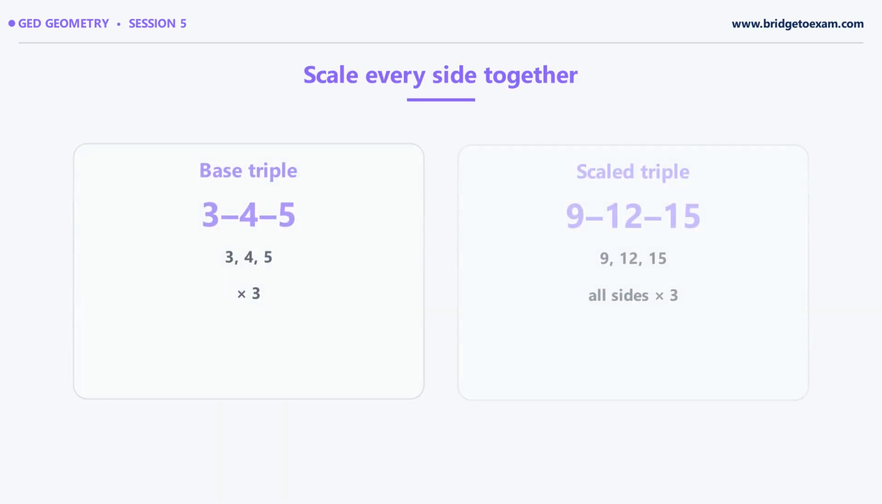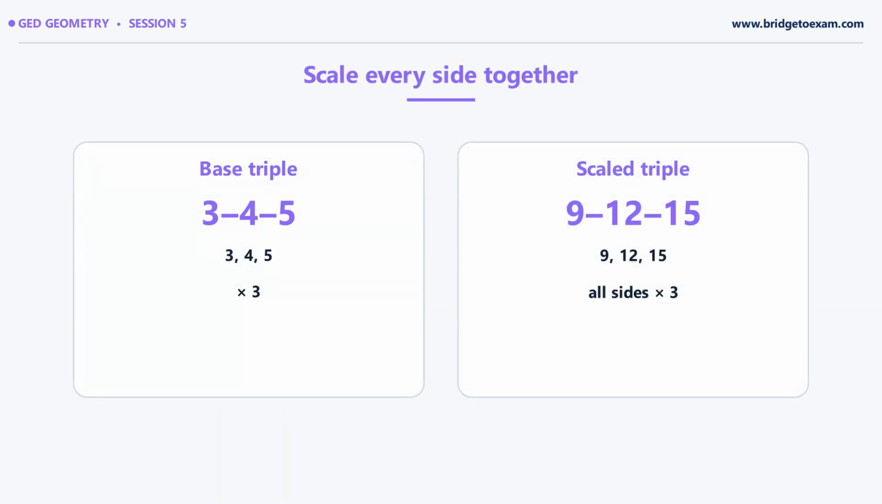Any common multiple of a triple is also a triple. Double 3, 4, 5, and you get 6, 8, 10. Triple it, and you get 9, 12, 15. The scale factor must apply to all three sides. Changing only one length destroys the triangle shape and the Pythagorean relationship.